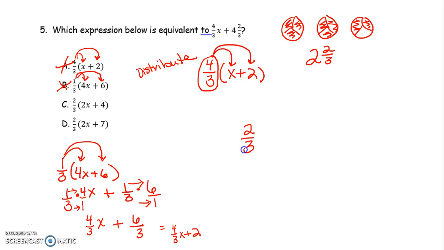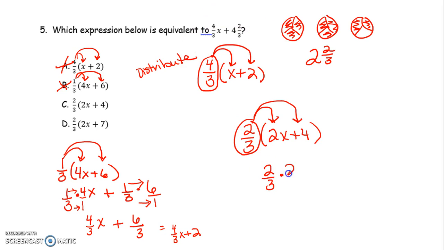So I have 2/3 for letter C times the quantity 2x plus 4. Again, I'm going to distribute through, figure out if this gets me back to the original expression. So I'm going to do 2/3 times 2x plus 2/3 times 4. 2/3 times 2x. 2 is the same as 2 over 1, straight across the top, straight across the bottom. 4/3 x. Again, letter C is looking promising. This first term really looks good.